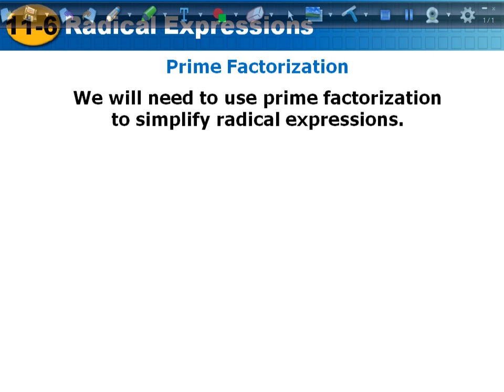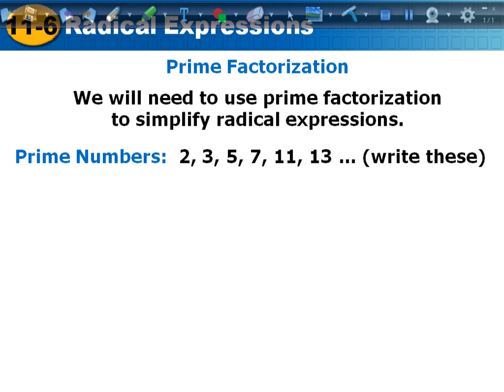We'll need to use prime factorization to simplify radical expressions. We're going to use a method called the birthday cake method to find our primes. Now your primes are written right here. I need you to write those on the top of your paper: 2, 3, 5, 7, 11, and 13. There are more, but usually up to 13 is about all we use. So please make sure you have those written at the top of your paper. Prime numbers: 2, 3, 5, 7, 11, and 13.